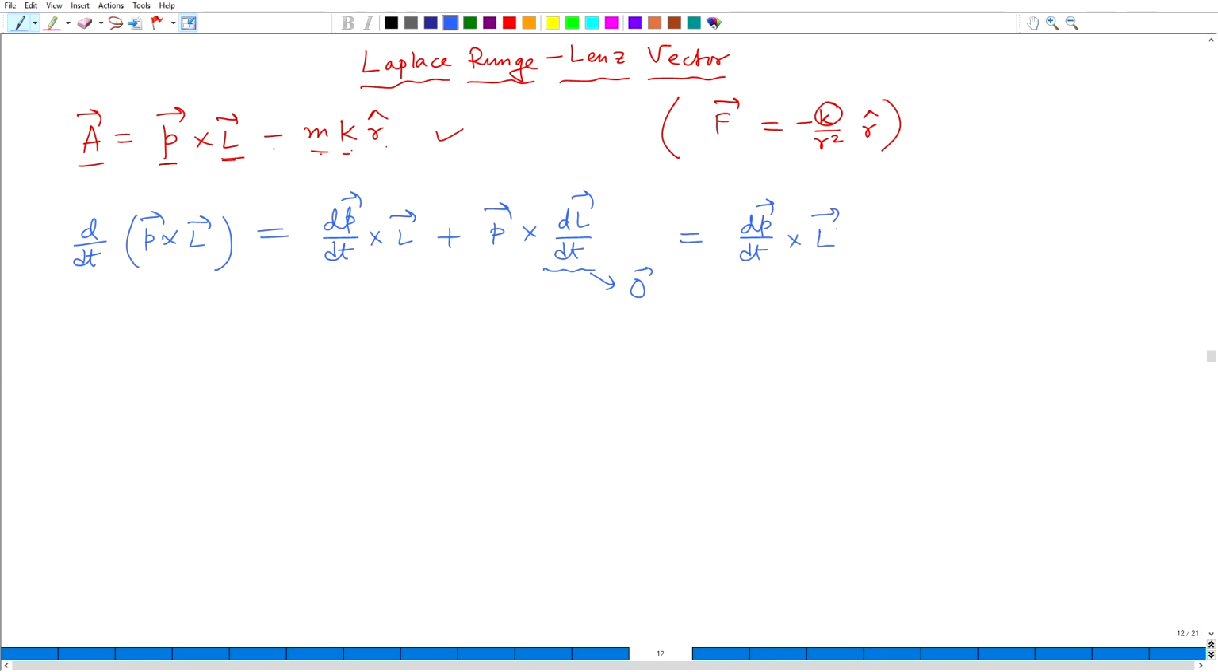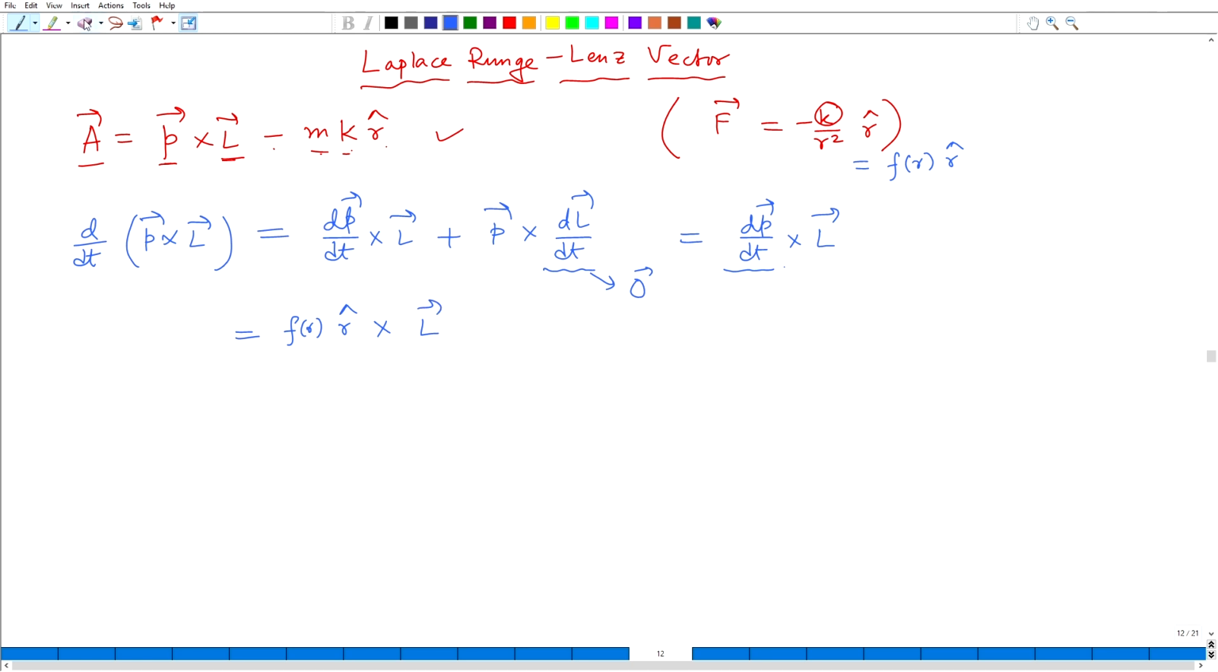And then in the next step, what is dp/dt? We have to understand this is nothing but the force itself. So, I can say this is the force law, which I can write as f of r times r cap. For the time being, I am simply writing this expression here. So, this is the force, and it will be f of r times r cap cross L.